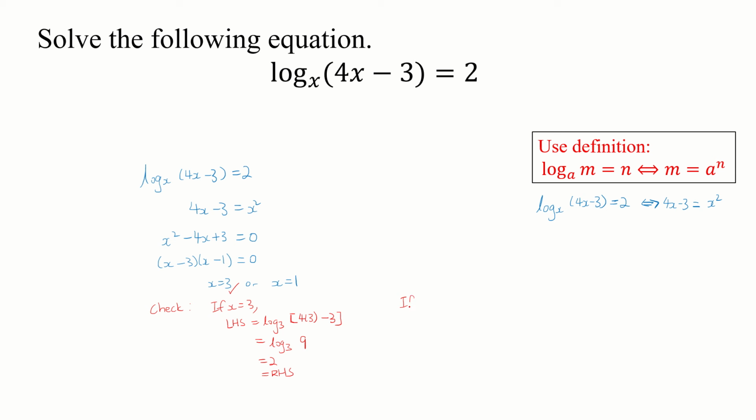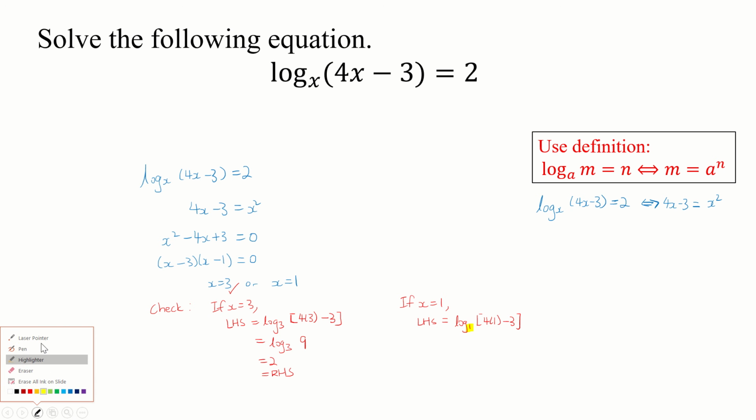But what if x is 1? If x equals 1, then our left hand side would be log base 1 of 4 times 1 minus 3. Okay, even without writing this, I know I have a problem already. The problem is this. Let me just highlight the problem. This is a big problem.